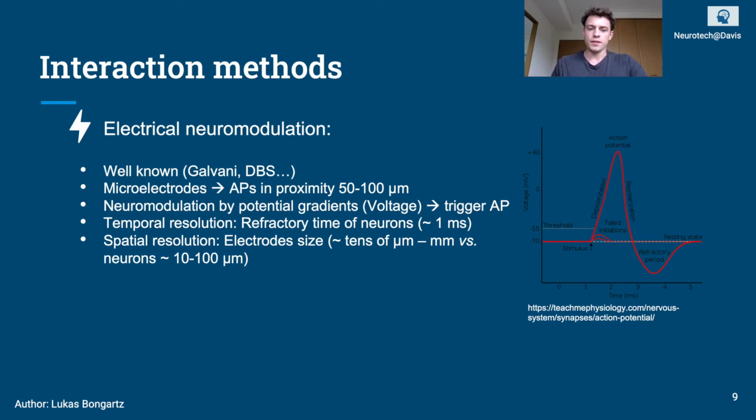What is done for neural interfacing is that microelectrodes can detect action potentials in proximity of about 50 to 100 micrometer on the one hand. And on the other hand, one can induce action potentials by applying small voltage. The temporal resolution is basically defined by the refractory time of neurons.